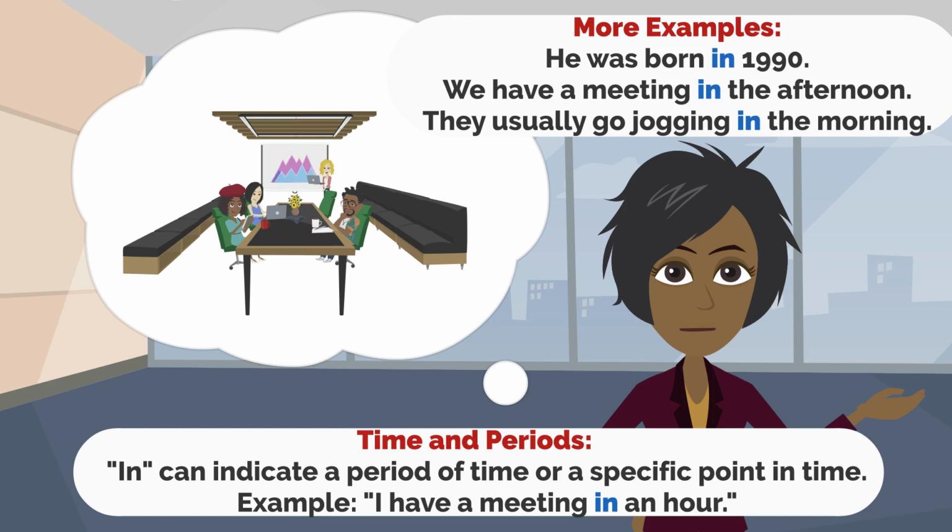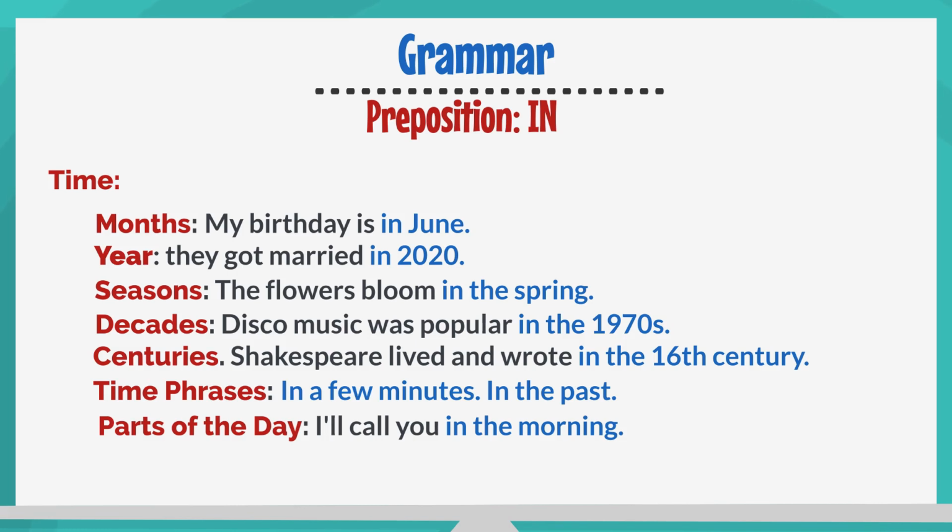Time and periods. In can indicate a period of time or a specific point in time. Example, I have a meeting in an hour. More examples. He was born in 1990. We have a meeting in the afternoon. They usually go jogging in the morning. In is commonly used for time expressions in English according to the following general rules.